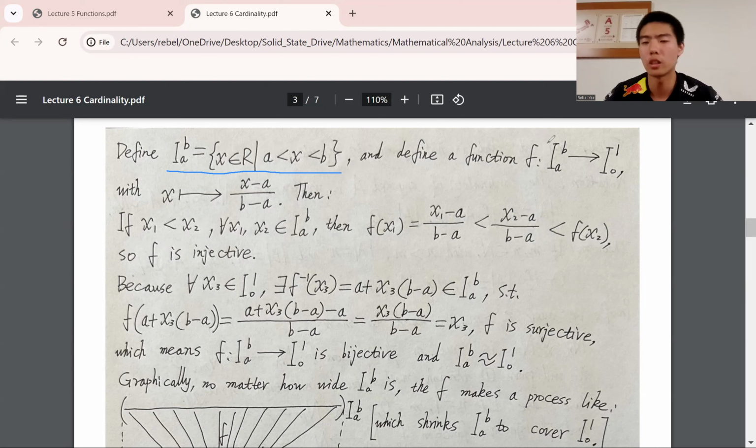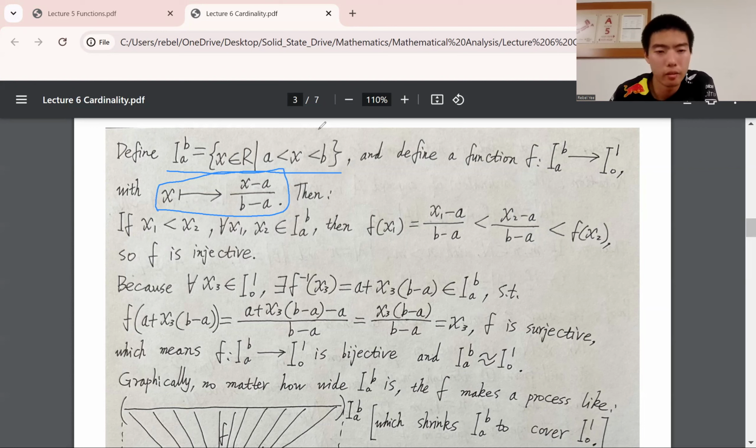So we can define a function f that takes the open interval (a, b) and goes to the open interval (0, 1). This is our function's operation. It takes x to (x minus a) divided by (b minus a), which is a transformation, a shrinkage of the interval (a, b) into some very small, limited area.